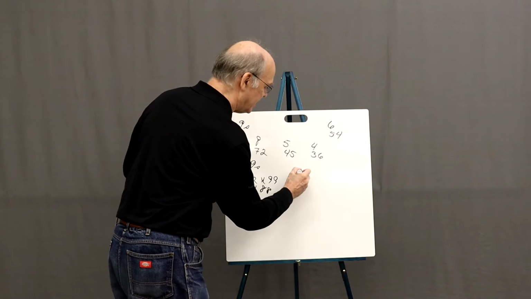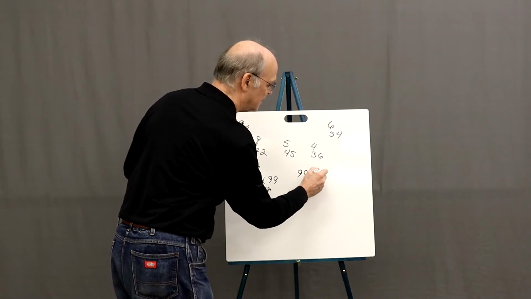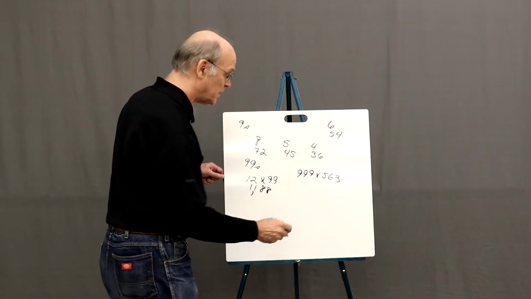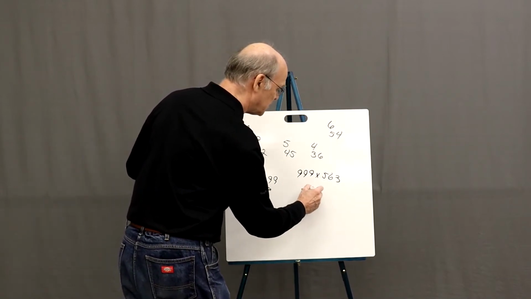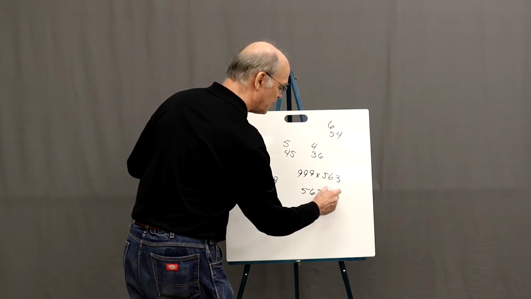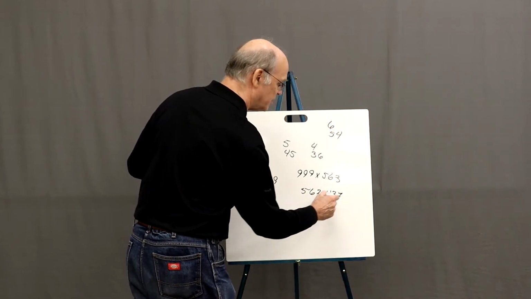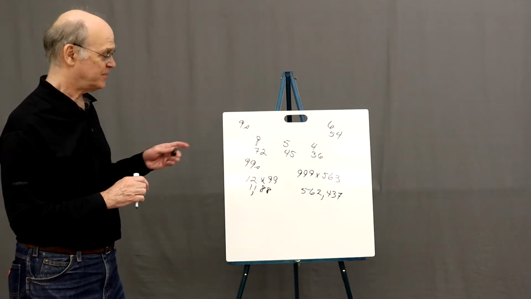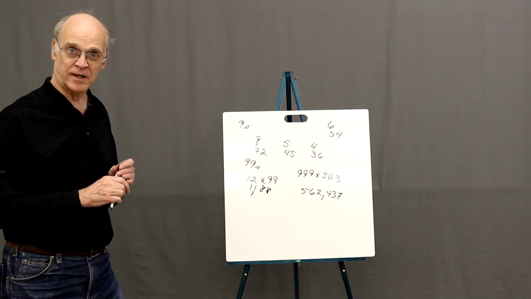What if we wanted 999 times 563? Well, we're going to be at 562. And 9 take away 5 for 4, 3 and 6, 7 and 2. And we've shown all of our work. And we've done a 3-digit multiplication in our heads.